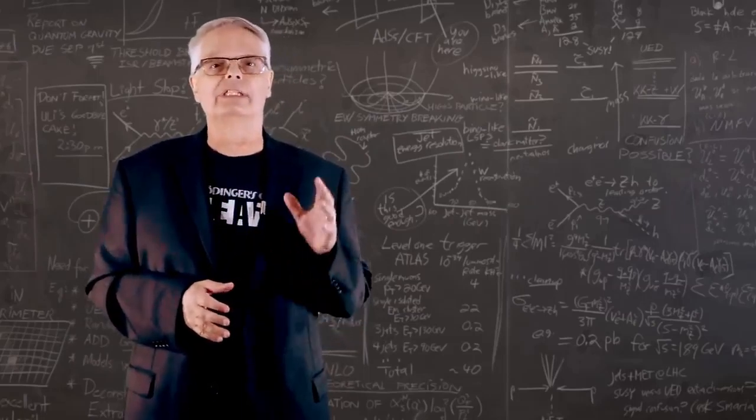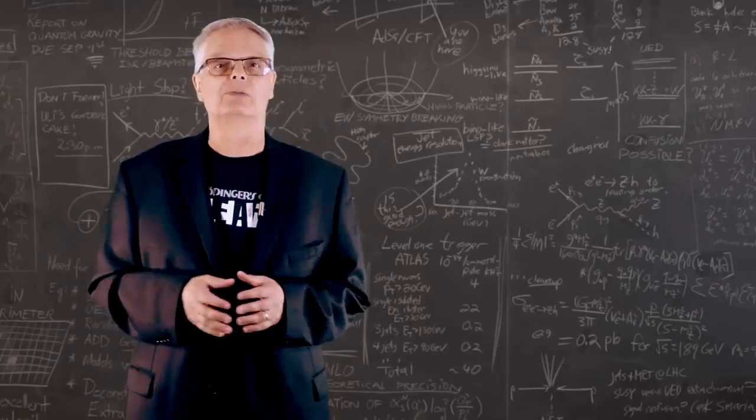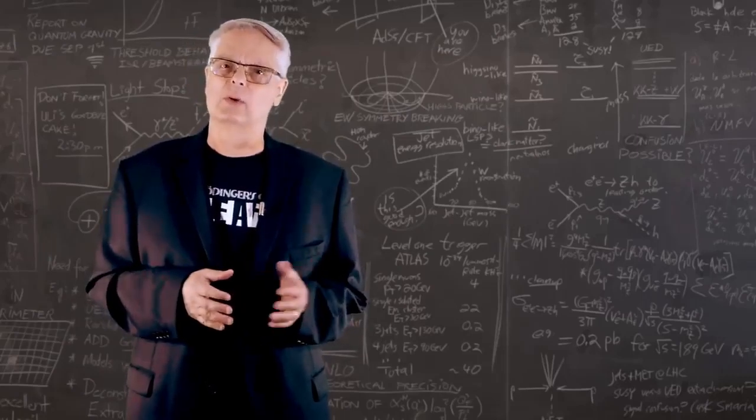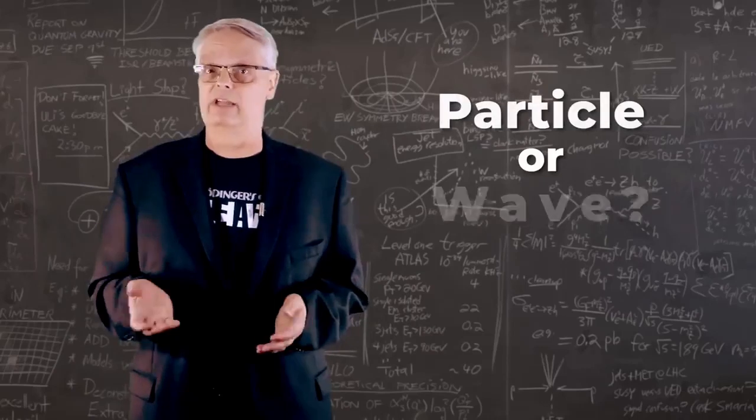What happens when you shoot a series of those photons at a double slit experiment and don't look to see what slit it went through? Will it act like a particle or a wave?